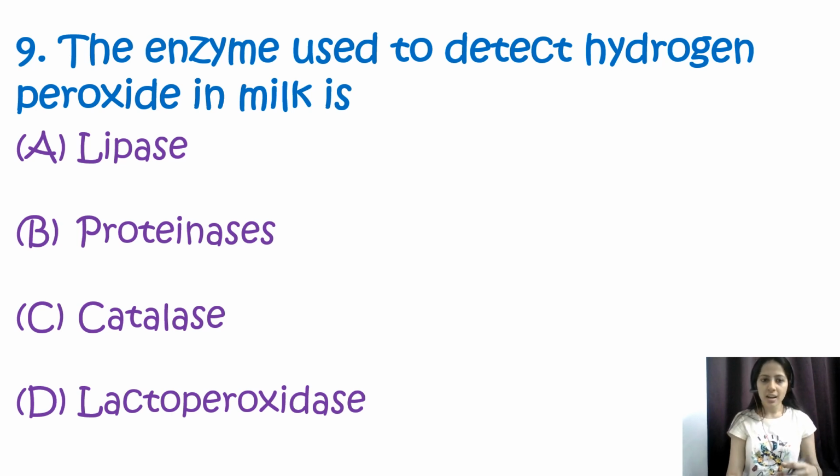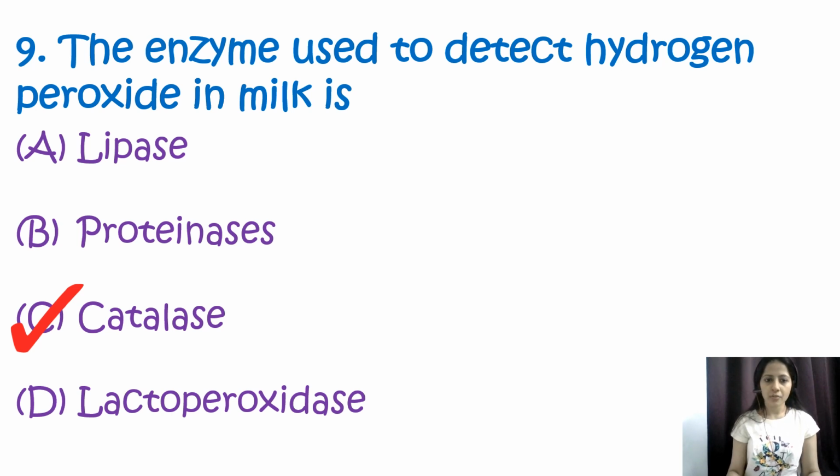So options are lipase, proteinase, catalase or lactoperoxidase. So over here my correct option will be option number C, that is catalase. Catalase is an enzyme that catalyzes the decomposition of hydrogen peroxide, that is H2O2, into water, that is H2O, and oxygen, that is O2.